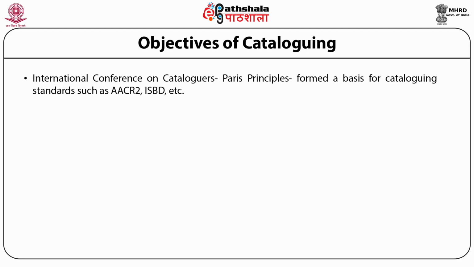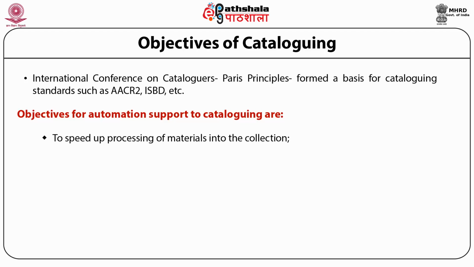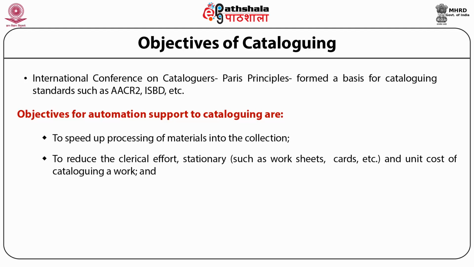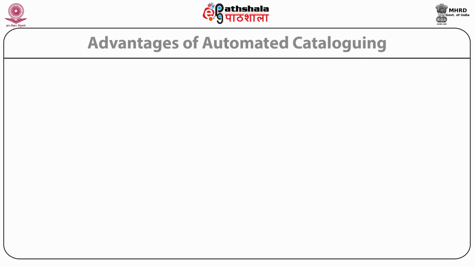International Conference on Catalogues formed a basis for cataloging standards such as AACR2, ISBD, etc. Objectives for the automation support to cataloging are to speed up processing of materials into the collection, to reduce the clerical effort, stationery such as worksheets, cards, etc., and the unit cost of cataloging a work, and to act as a common means to library materials across the libraries.